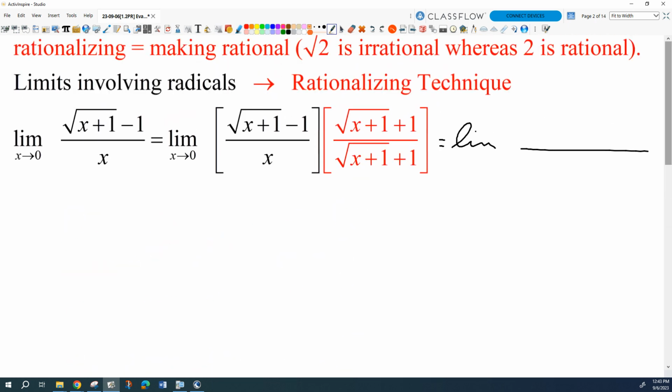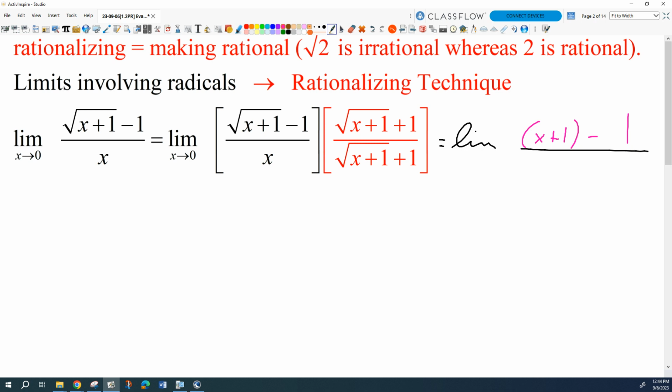So if we apply that here, a is the square root and b is 1, right? So we should get what then? What is a squared in this case? X plus 1, right? Because the square root of x plus 1 squared gives us x plus 1 minus, what is b squared? 1. Good.